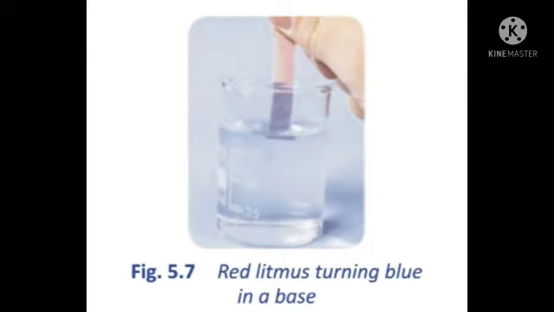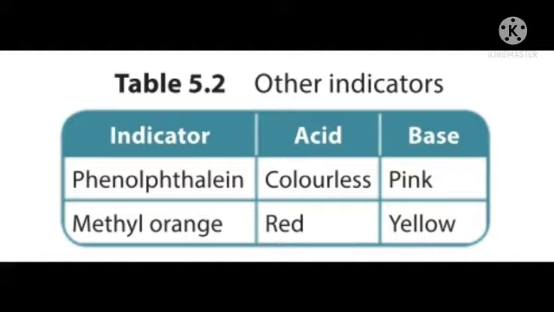Their colors in acid and in base we have also learned. That is very important. Phenolphthalein: in acid colorless, in base pink. Methyl orange: in acid red, in base yellow. Next, the universal indicator. The range of pH numbers is 1 to 14. pH 1 is strongly acidic, pH 14 is strongly basic, and pH 7 is neutral.